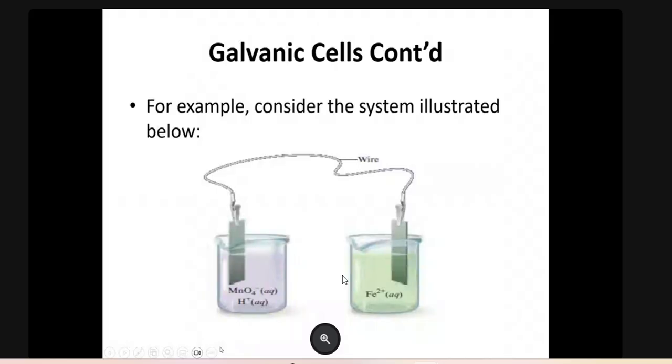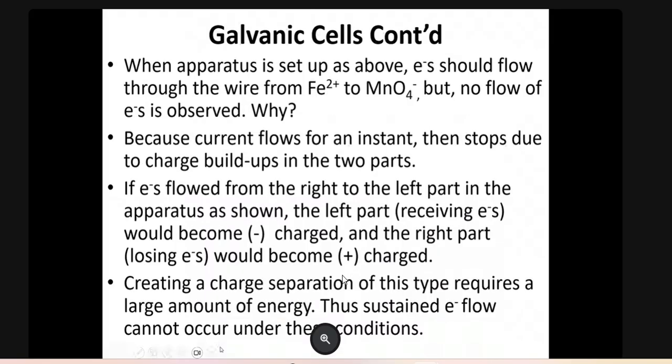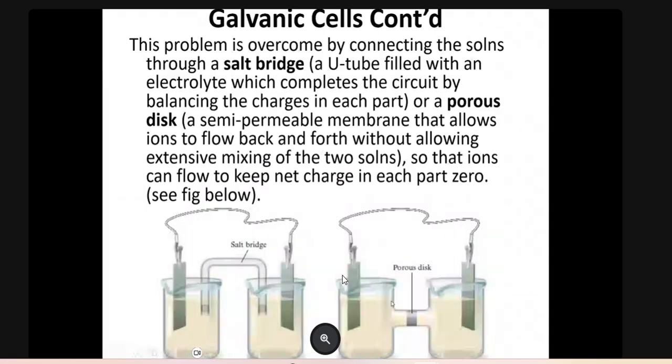Now, because of the charge development, eventually electricity will stop flowing through the wire because current is just electrons moving, and electrons are negatively charged. So they would rather interact with the positive charge that has developed in the cell rather than going to the other side. So to bring neutrality, to neutralize the charge in the cells, we add a salt bridge. So you've seen the other setup here on the right, where they've put the salt bridge now.